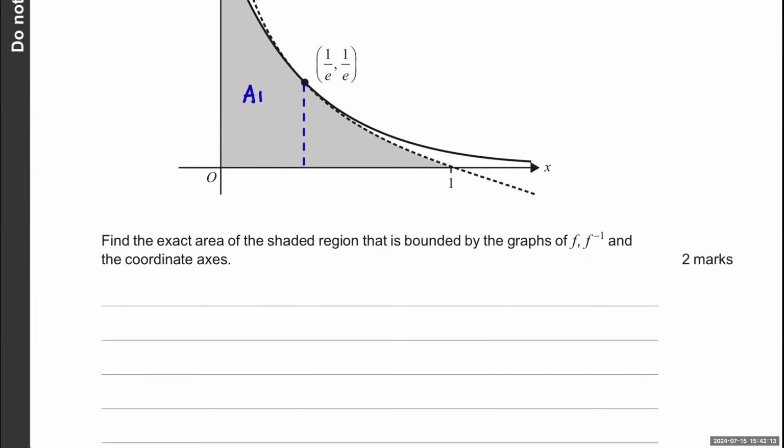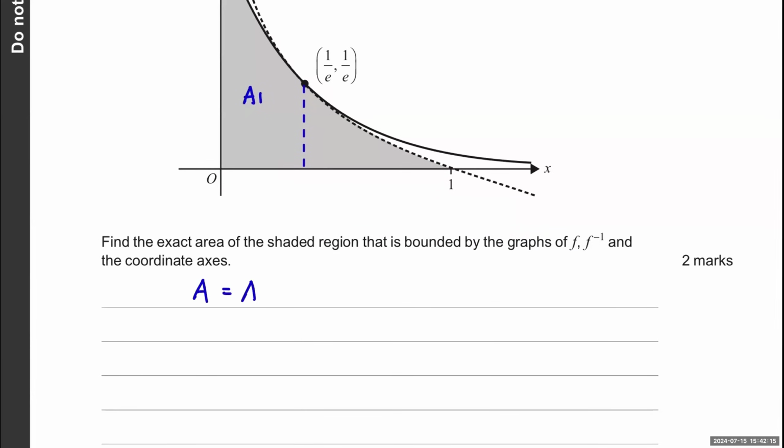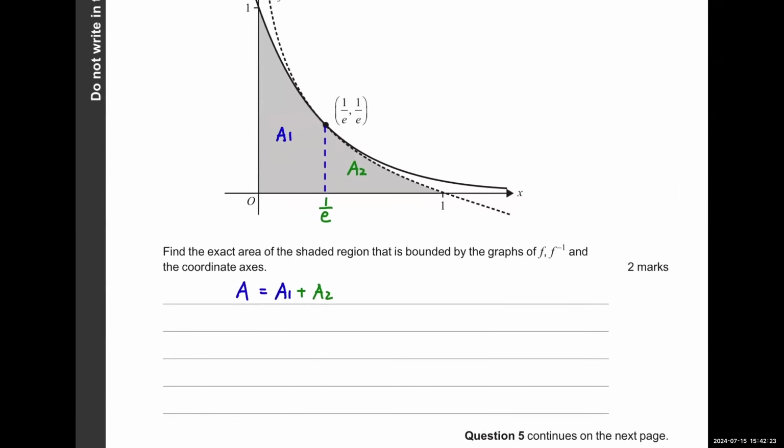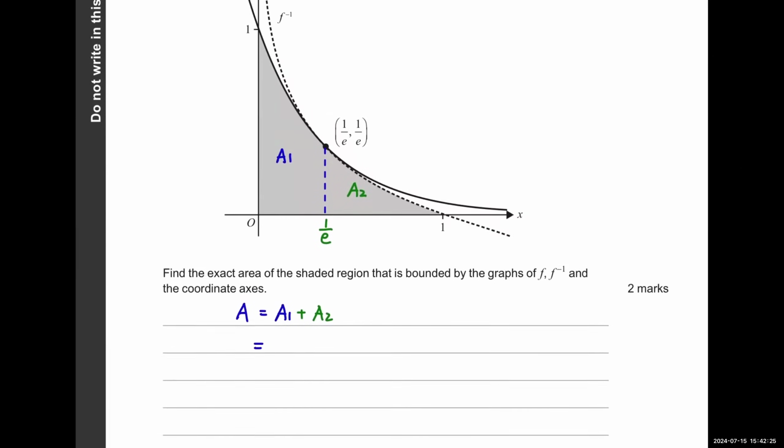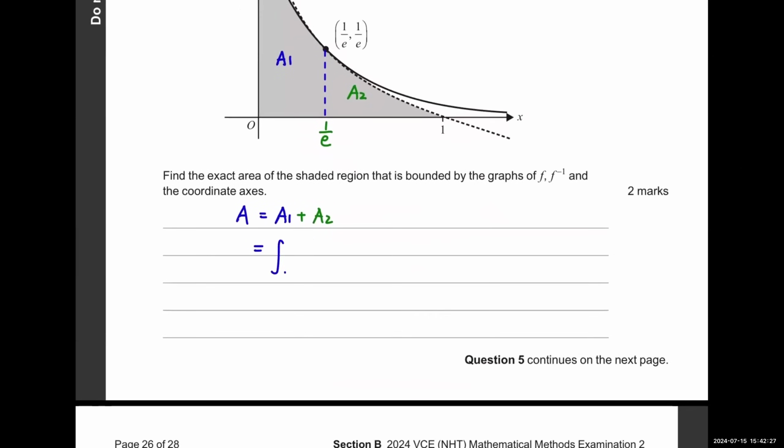A equals A1 plus A2. This is 1 over e. Notice that. So A1 is the area under the original function from 0 to 1 over e. We write f of x dx, and then we add 1 over e to 1. This is indicated here. That's your f inverse of x.